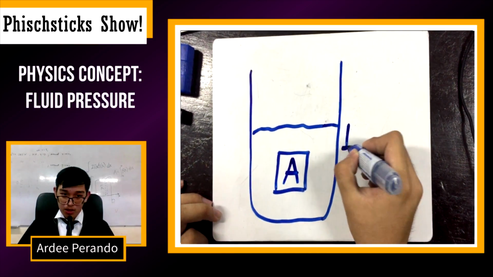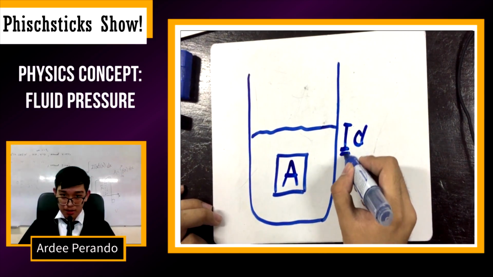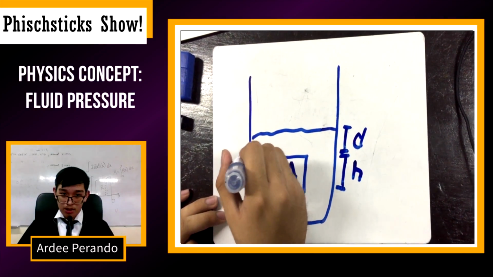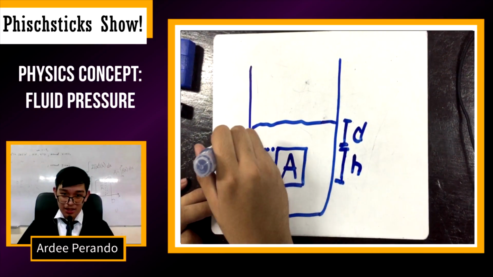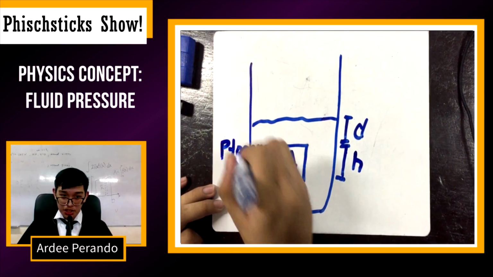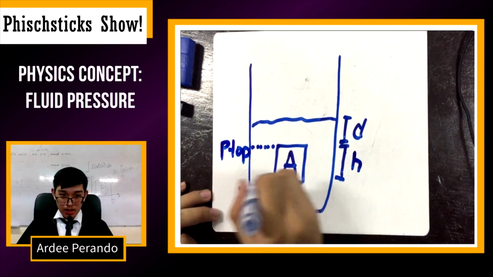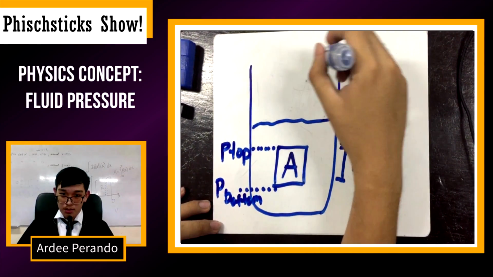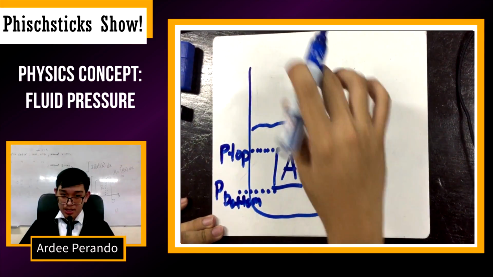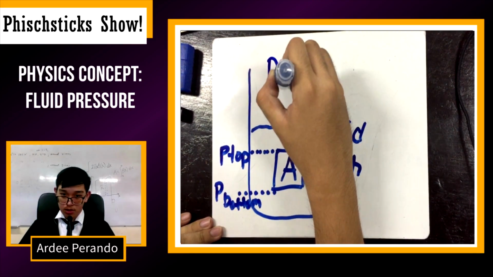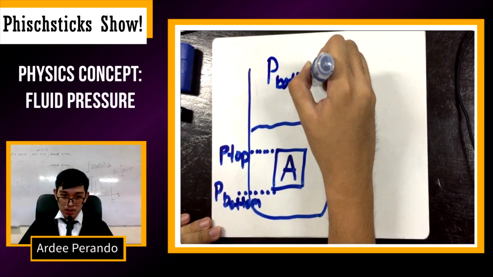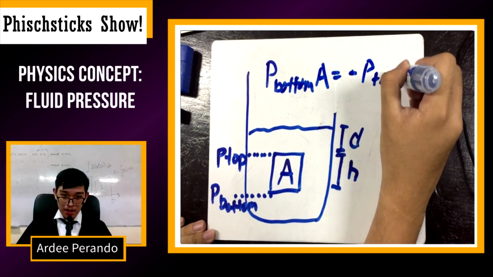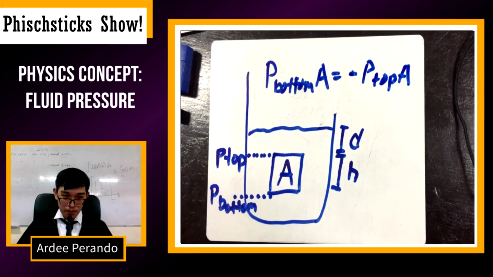Now let's consider an incompressible water at rest inside a pail. Imagine a block submerged in this pail of water. This block has a cross-sectional area of A extending from depth D to depth D plus H as shown in the figure. Let us denote the pressure exerted on the top and bottom of the block as P top and P bottom respectively. In this case, the force exerted on the bottom is equal to pressure at the bottom times A, while at the top is negative pressure at the top times A, since the force is pointing downward.